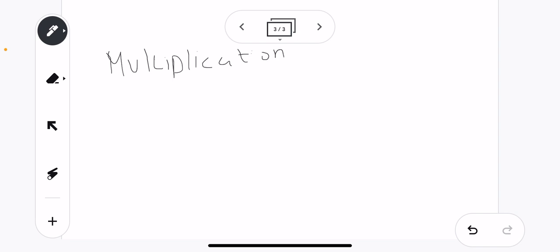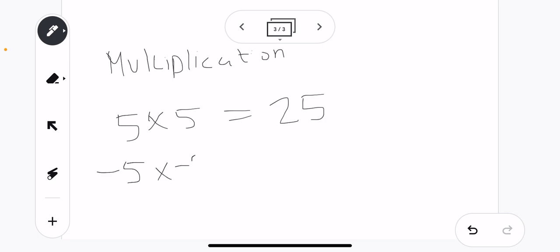Multiplication of non-negative numbers, so positive numbers, is essentially the same thing as what we're going to talk about right now. So let's say 5 times 5. We know that's 25. Now let's say -5 times -5. Your first instinct might be, oh, since 5 times 5 is 25, -5 times -5 is -25. But it's not actually, it's also 25.